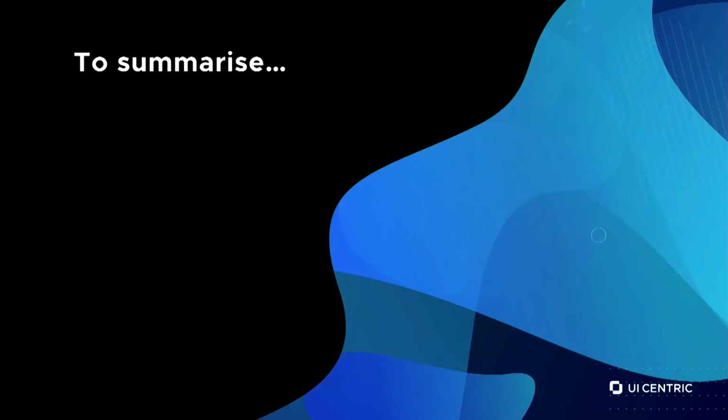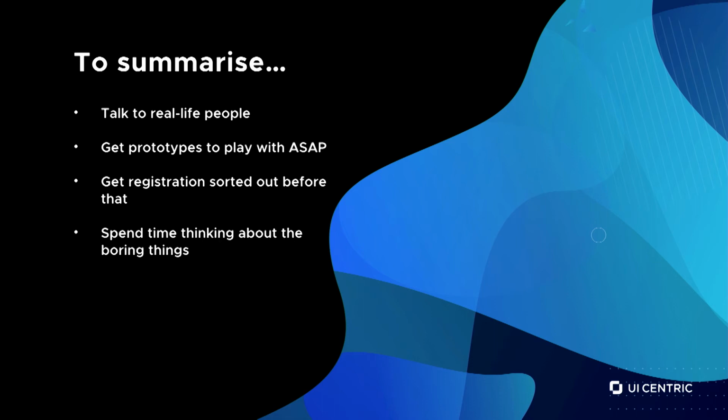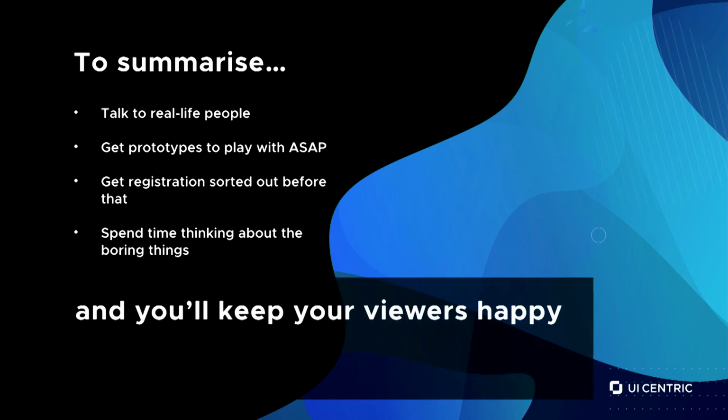Cool. So just to summarize, talk to real-life people as much as you possibly can. Get prototypes to play with as soon as you possibly can. Get registration, subscriptions sorted out even before that, because that's going to be a pain. And spend time thinking about the boring things, your labeling, your descriptions, your error messages. It doesn't seem that exciting, but these things make a difference. And hopefully, with all that in mind, you'll keep your viewers happy and your product teams as well.